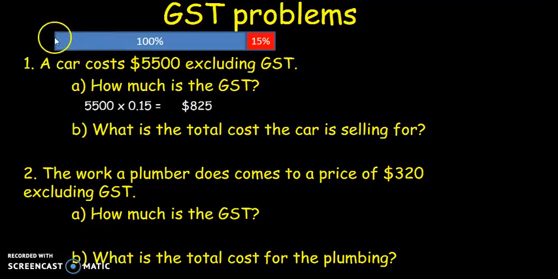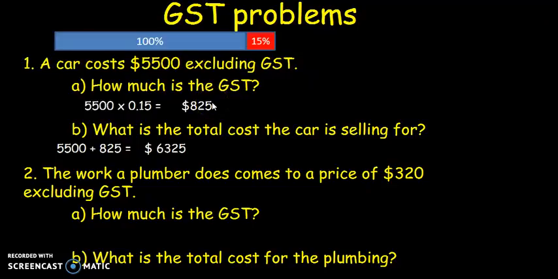So that means you're looking for the whole 115%. So you could have the 5,500 and you've got the 15% over here. I'm just going to add them together. You do that and you get 6,325. There it is. You could be thinking of it like that. That's one way to do it.